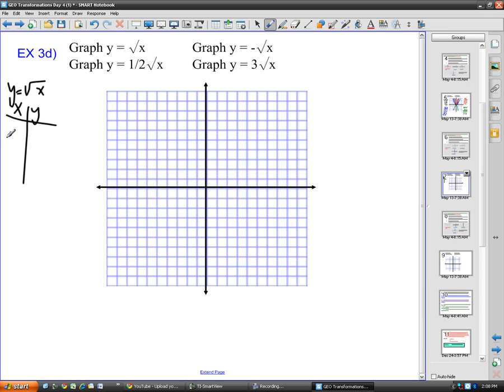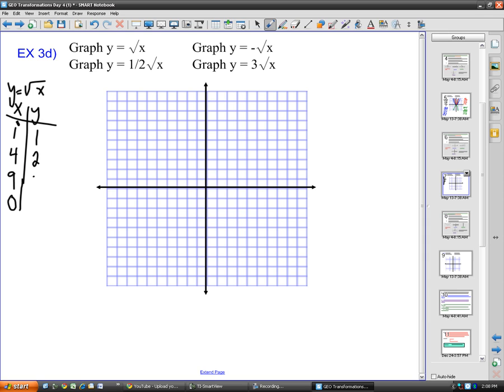I'm going to pick perfect squares, 4 and 9, because I know I can get those on my page. 16 won't fit, so I'm not going to do it. Oh, and 0, I could put 0 in up there. So if I put 1 in, the square root of 1 is 1, the square root of 4 is 2, the square root of 9 is 3, and the square root of 0 is 0.